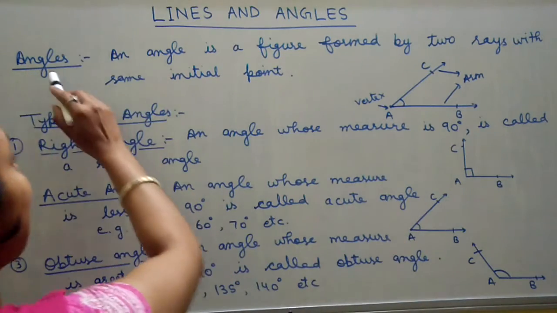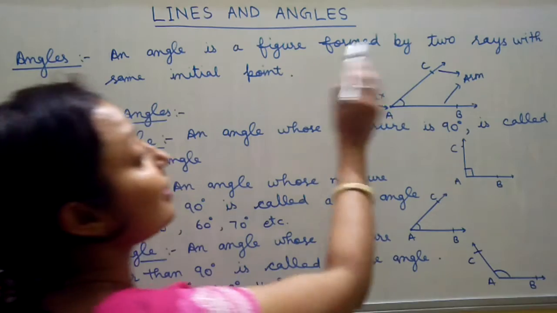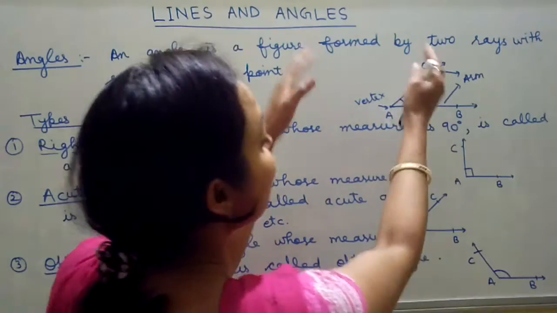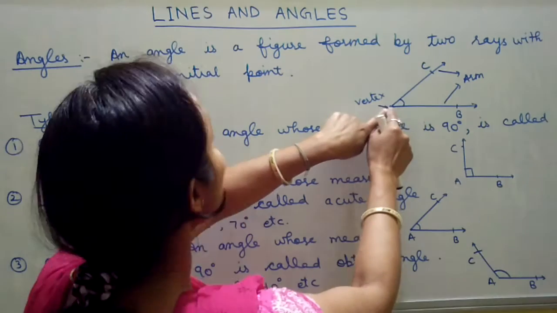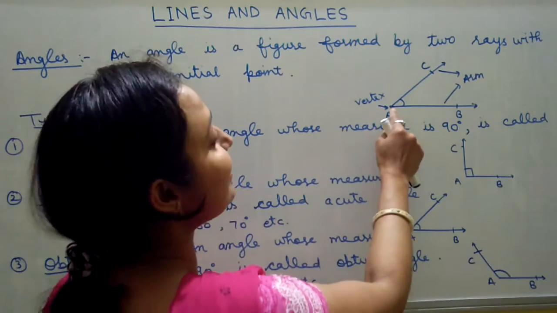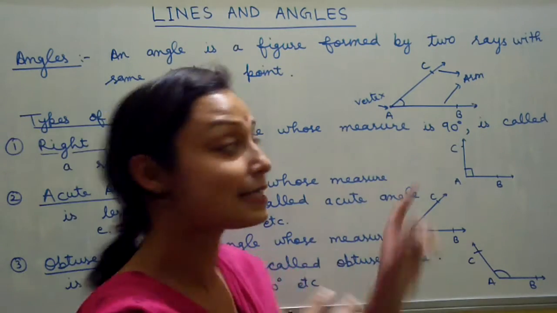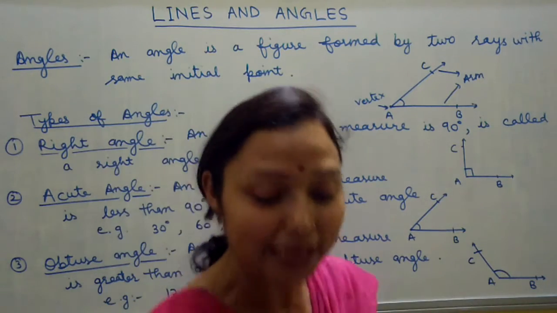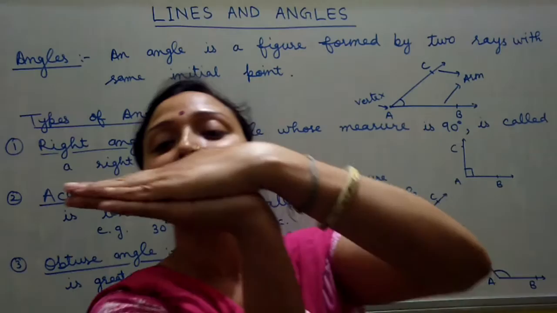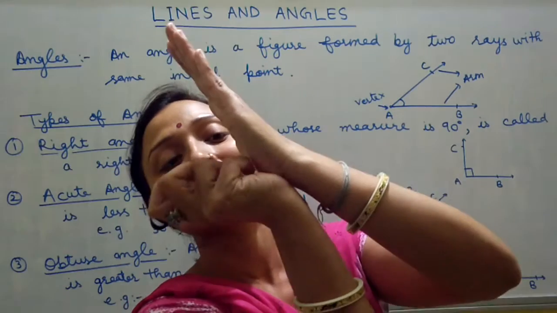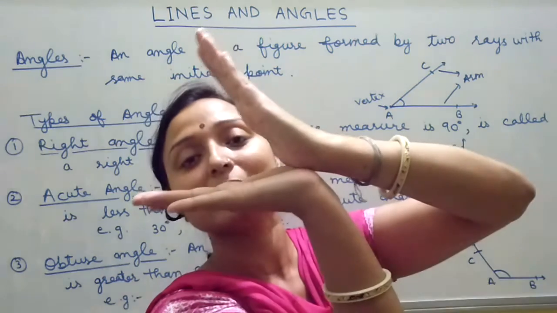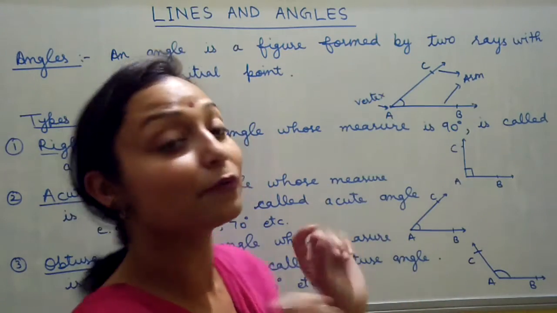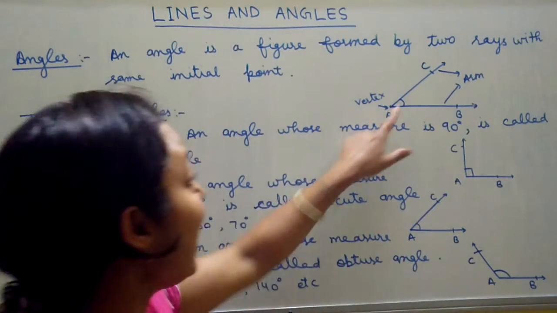What is an angle? An angle is a figure obtained by two rays. These are the two rays. The figure obtained by two rays with the same initial point, and this initial point is called the vertex. Let us suppose I have these two rays with the same initial point, the vertex, like this. With this same initial point, the two rays make an angle. So this is an angle.